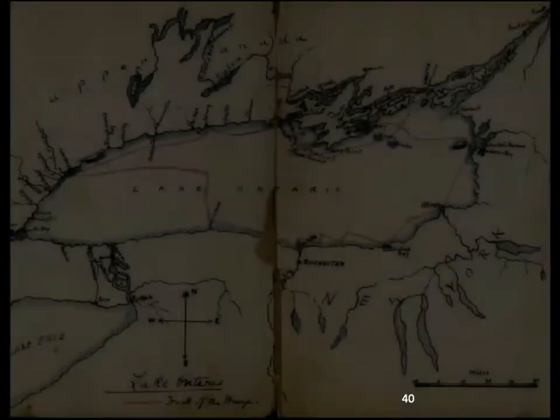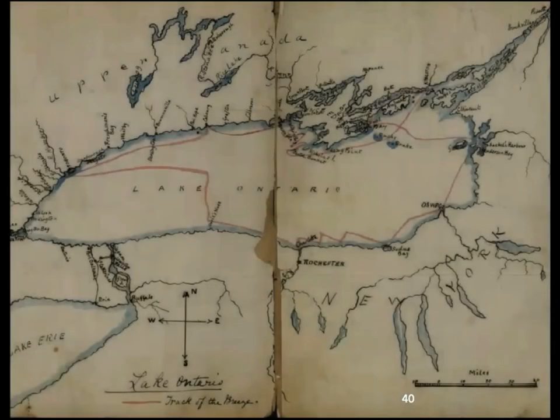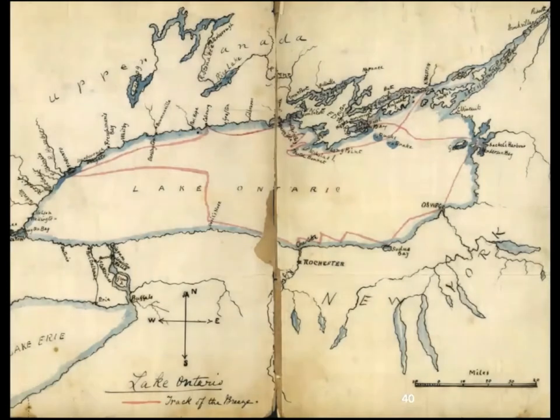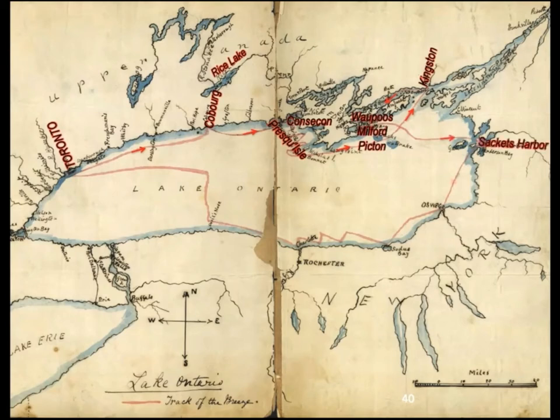Of the 11 crew and passengers who started the cruise in August 1863, 4 left the ship at Coburg, so only 7 really completed the voyage. Here's Henry's hand-drawn map showing the track of the Breeze and all of the ports and towns that he and his companions visited that August. Henry's observations of the places he visited and the people he met provide us with a fascinating perspective on life in North America in the mid-19th century.